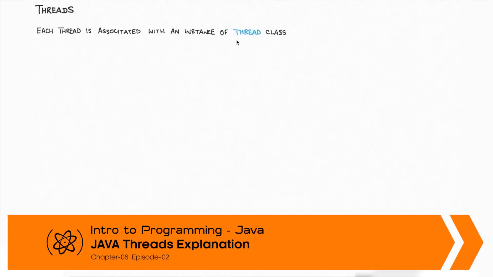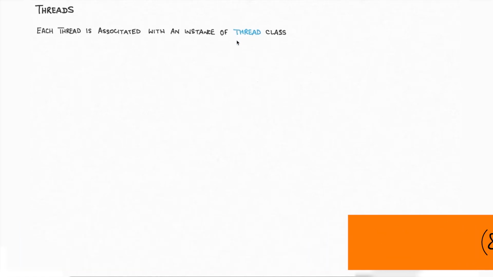Now that we understand what threads are and what they're used for, let's look at threads in a bit more detail. In this video, we'll talk about how to create threads as well as understand what the different states of a thread can be. Each thread that we create will be associated with an instance of thread class. Now, thread class is a class that is already defined in Java. But before we go into the details of what thread class looks like and what the methods in thread class are, let's look at one example.